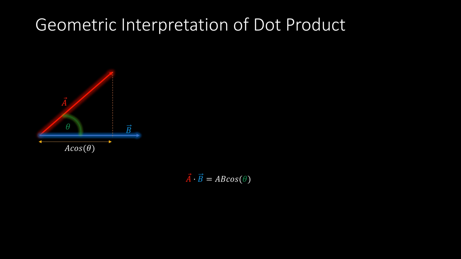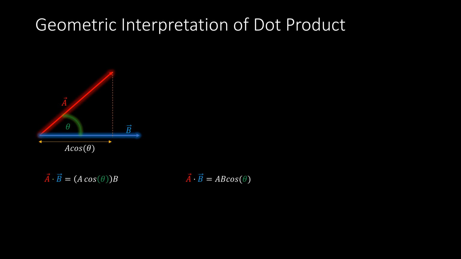We can give a geometric interpretation of the dot product. The dot product between two vectors is based on the projection of one vector onto another. Let's imagine we want to calculate how much of vector A is pointing in the same direction as the vector B. In this case, we see that the part of vector A that is pointing in the same direction as B is A cosine theta, which is the length of the shadow of vector A onto B.